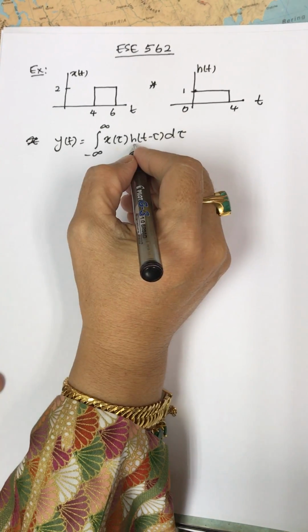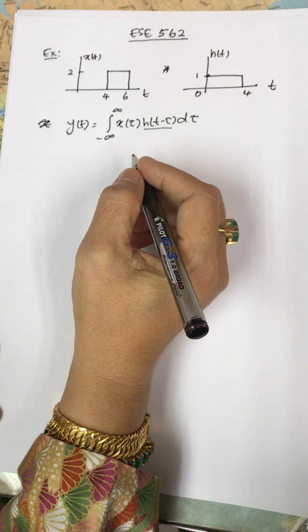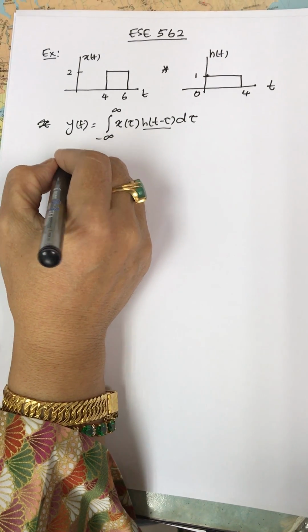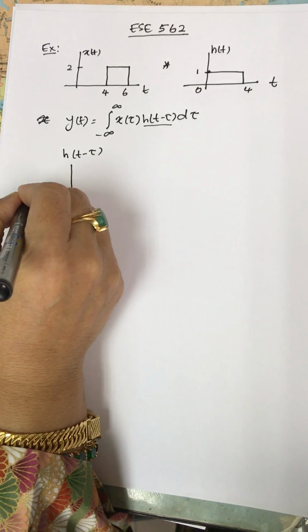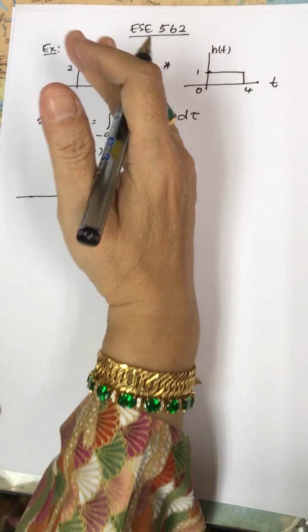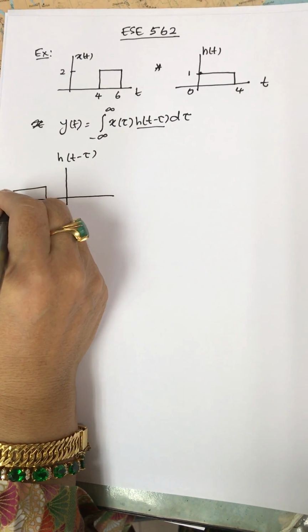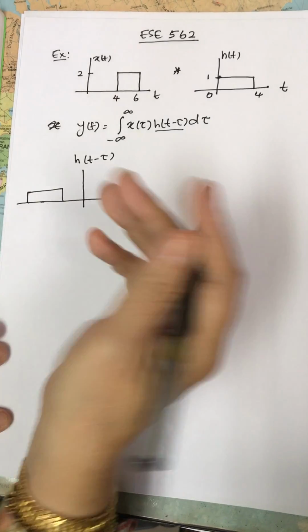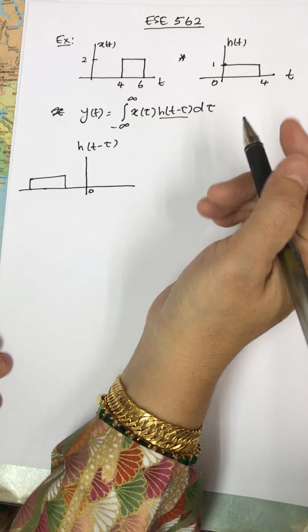So the first step, we are going to flip and shift h of t. So now we need to sketch h of t minus tau. And the sketching goes like that. You flip, right goes to the left, and then you shift to the leftmost. So you will get like that. You can refer also to our previous video on shifting and reflection.